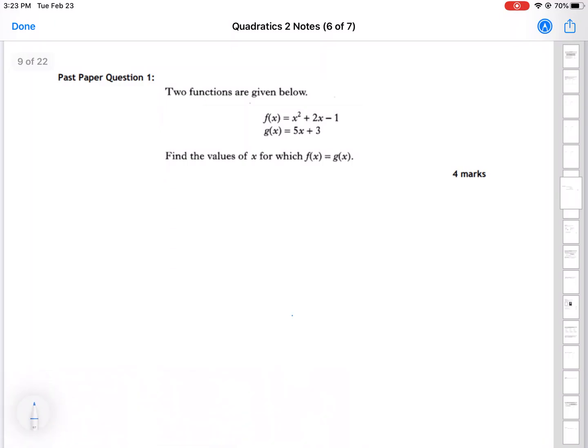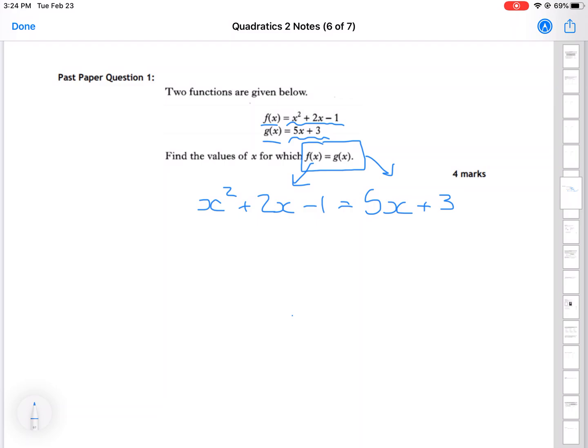Okay, so it looks like a functions question because we've got f of x and g of x. But actually what we're told is this term on the top is f of x, this term on the bottom is g of x, f of x equals g of x. So from all of that, I can say x squared plus 2x minus 1, which was f of x, is equal to 5x plus 3. And that's me just replacing f of x on the left hand side of the equals and g of x on the right hand side of the equals.